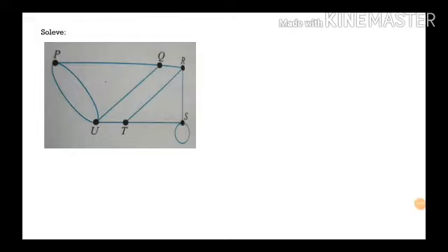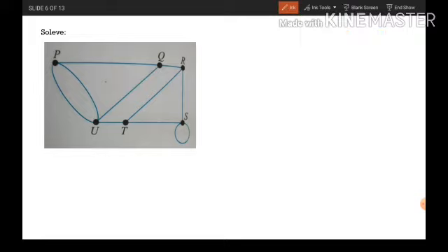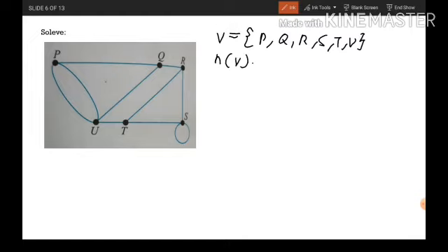Okay, next one. This picture has multiple edges and a loop. How are we going to find the vertices, number of vertices, edges, number of edges, and sum of degrees if there are multiple edges and loops? I'm going to show you how. Vertices, curly bracket: P, Q, R, S, T, and U. So the number of vertices is equal to 1, 2, 3, 4, 5, 6. 6.